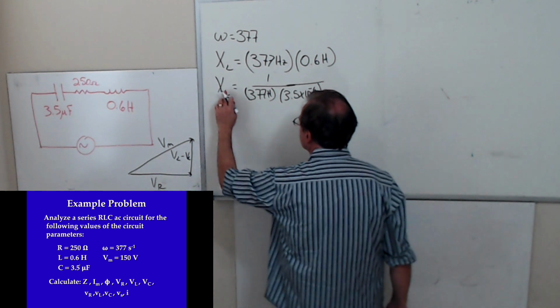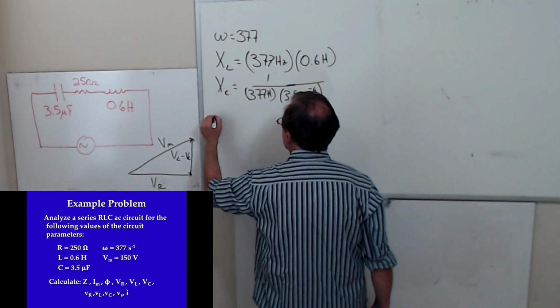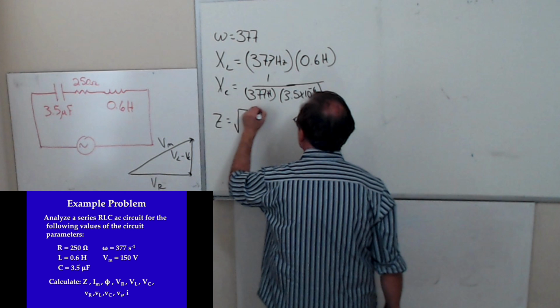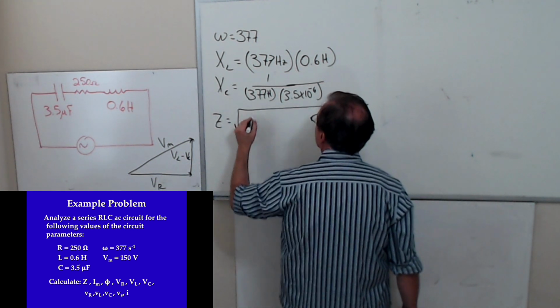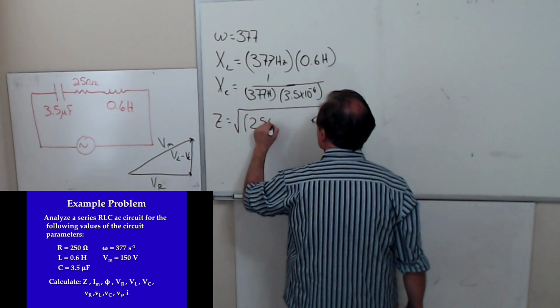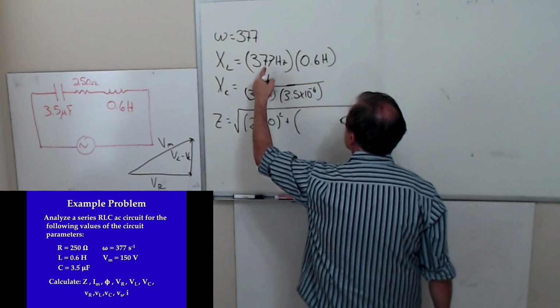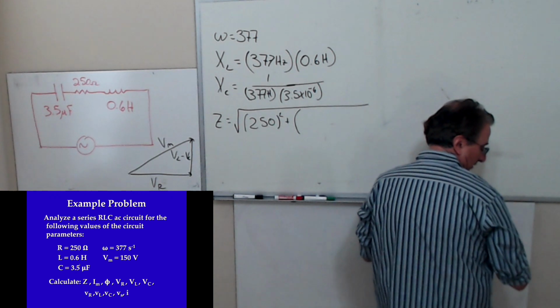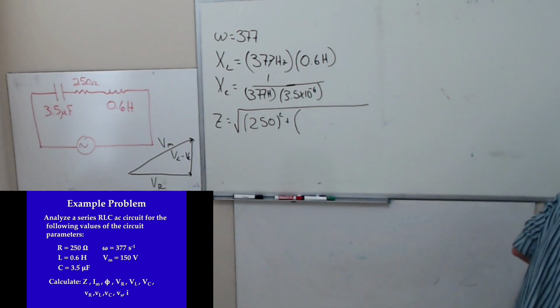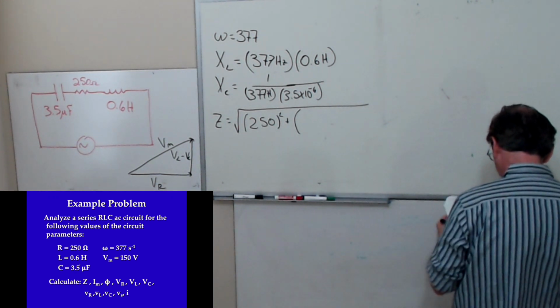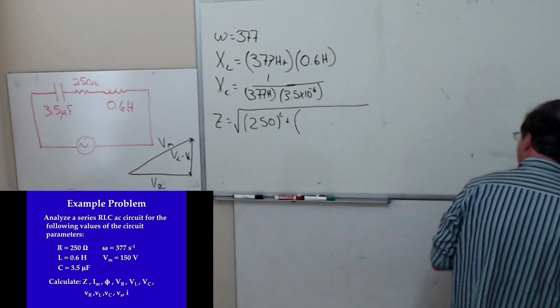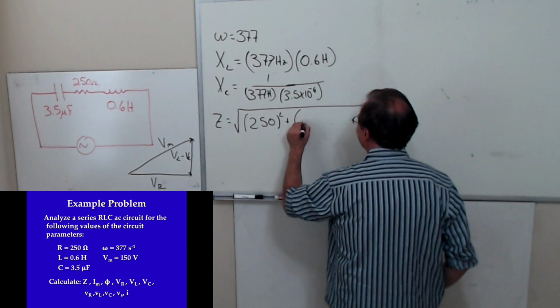And then Z is going to be the square root of R squared plus this minus this. Let me see if I have these values written down. I do not, so I'll just write the equations in.